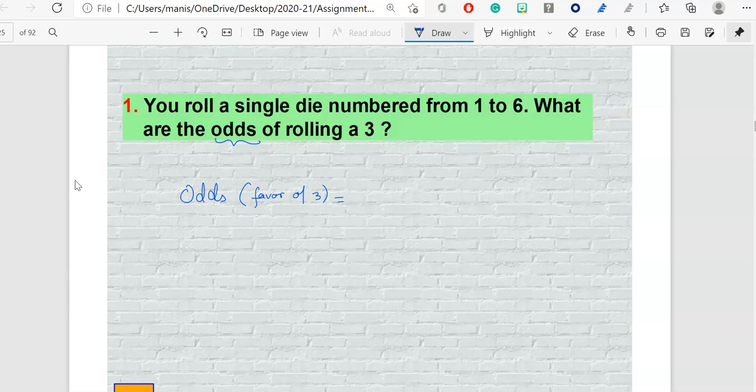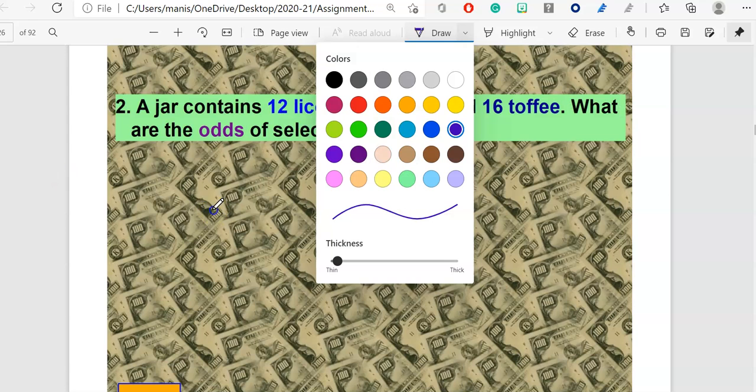They are talking about a die. So in a die, how many numbers are there? 1, 2, 3, 4, 5, 6. How many threes are here? Only one. So if I have 1 favorable outcome over here, how many am I left with? 1, 2, 3, 4, 5. As it is written as a ratio, it will be 1:5. So the odds of rolling a 3 is 1:5. This is your answer.